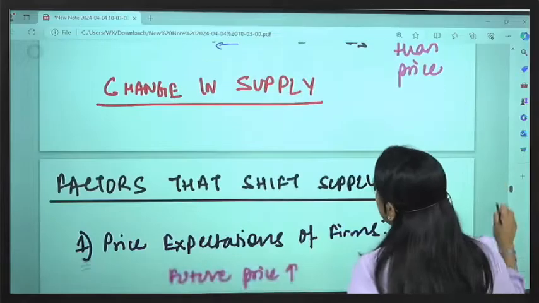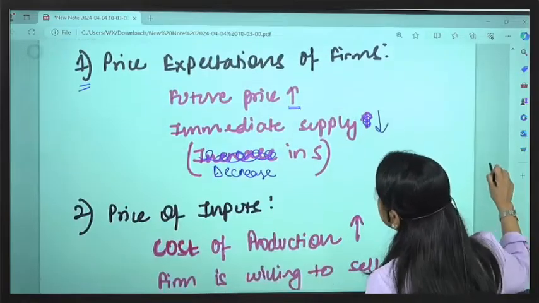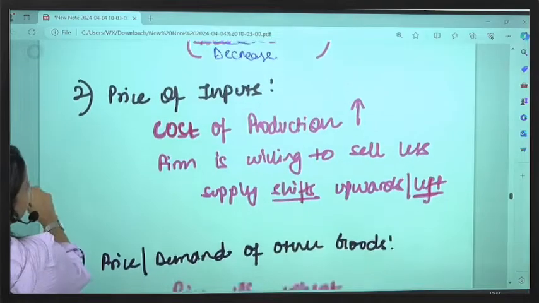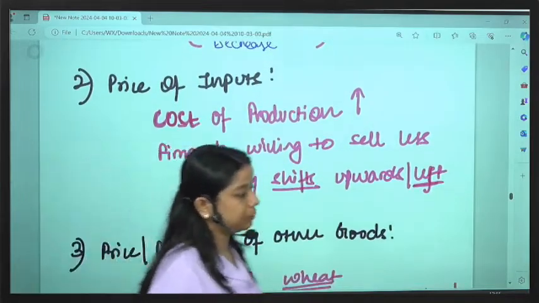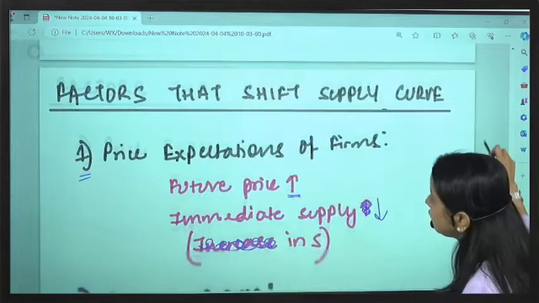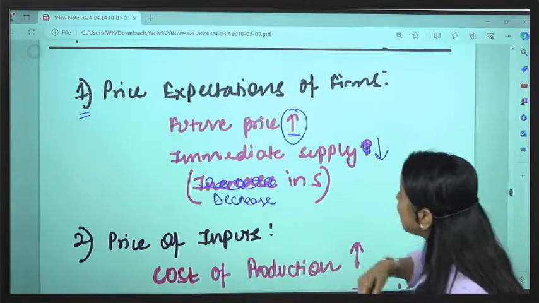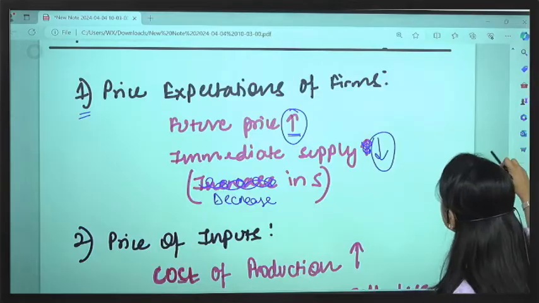Now, what are the other factors that are affecting the supply? So, first is the price expectation. Second, we can say that the price of inputs. Right, price expectation, if you quickly revise, if I am saying that the future price will increase, my current immediate supply will go down. Right.